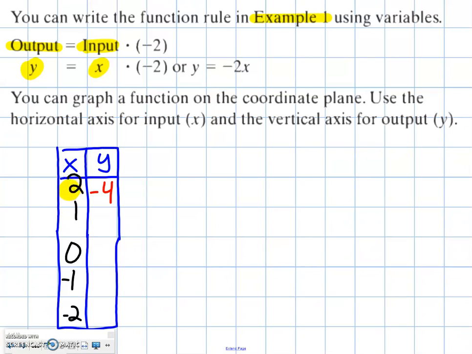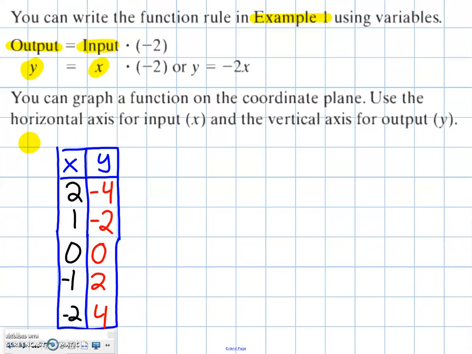Positive 1. Whoa. Positive 1 times a negative 2 is a negative 2. We have 0 times negative 2. Negative 1 times negative 2. Negative 2 times negative 2. Those output or y values end up looking like this.